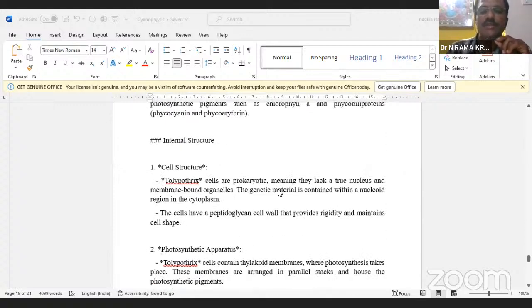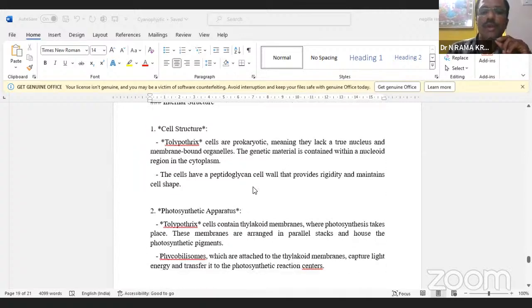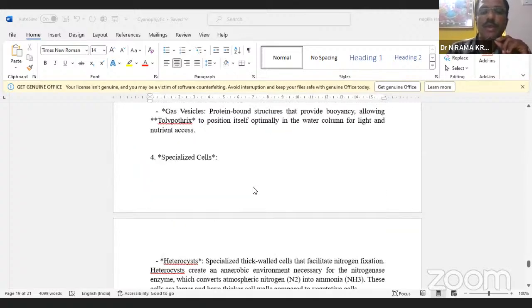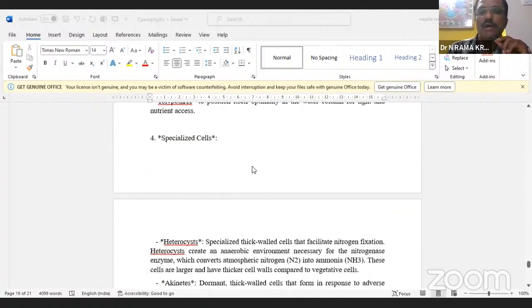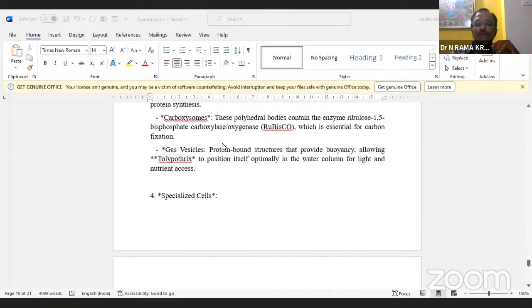Next, you see these are prokaryotic cells, and the reproduction system is by fragmentation and heterocysts. These are all the types you are looking at in this one. So this is the cyanophytic algae. Once again, you see here the cyanophytic algae.